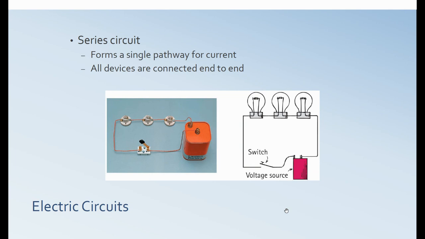So our series circuit, again, forms a single pathway for the current. So if we have more than one device in this circuit, they're all connected end to end. So you can see here we have our voltage source, our battery, our switch, our wires, and then we have our devices 1, 2, 3 in a row, one right after the other.